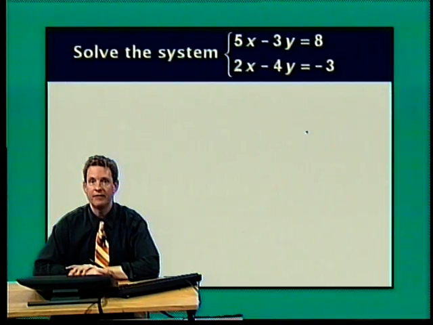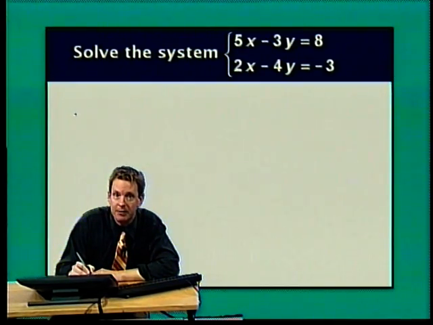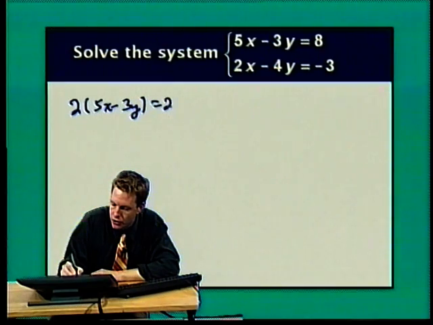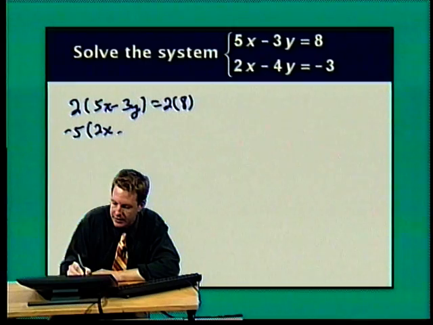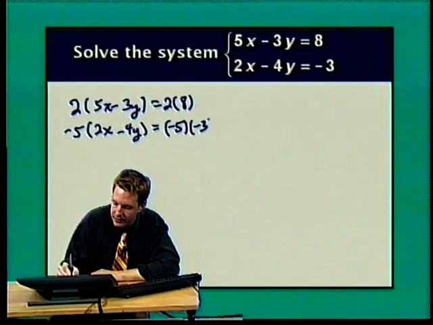The coefficients are 5 and 2. The least common multiple of 5 and 2 is 10. So I want to multiply by numbers that are going to result in 10x in one of the equations and negative 10x in the other equation. I can do that if I multiply both sides of the first equation by 2 and both sides of the second equation by negative 5. Let's do that. 2 times 5x minus 3y equals 2 times 8, and negative 5 times 2x minus 4y equals negative 5 times negative 3.